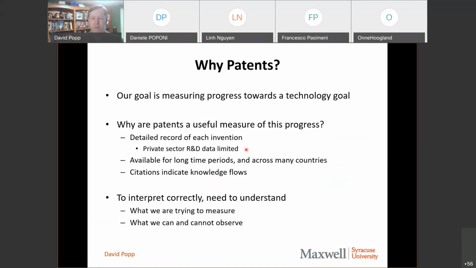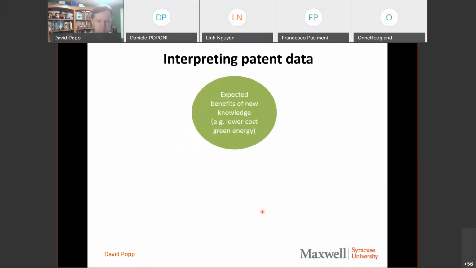This is particularly important in the private sector because private sector R&D data are limited. Patents are available for long time periods across many countries. And citations, as was discussed earlier today, indicate knowledge flows as well. To interpret them correctly, we want to think about what it is that we're trying to measure, what we can observe, and what we can't observe.